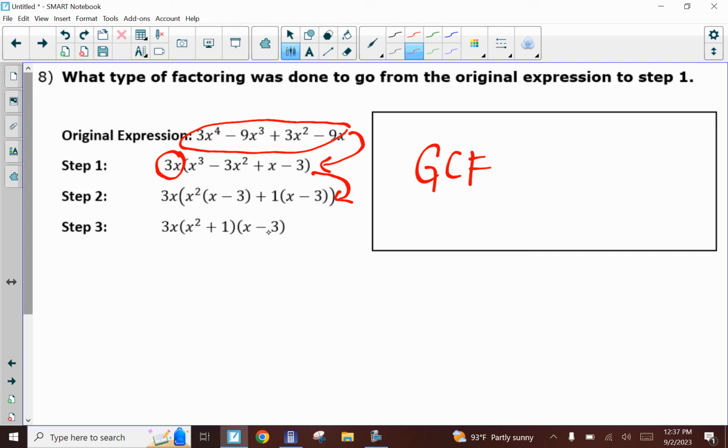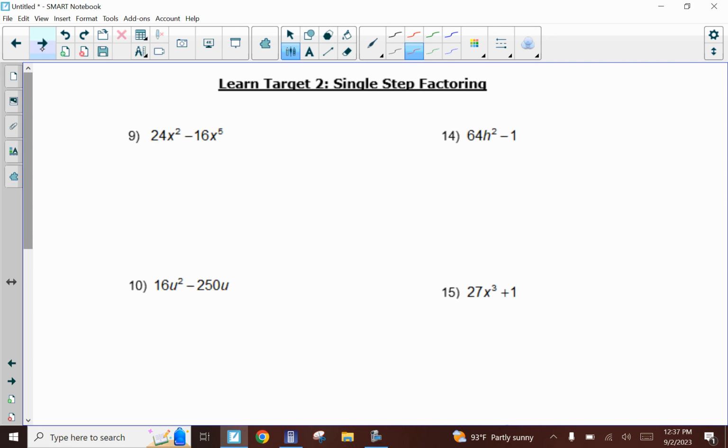But there's only 2 methods that were used here. It was either GCF first and then grouping second.